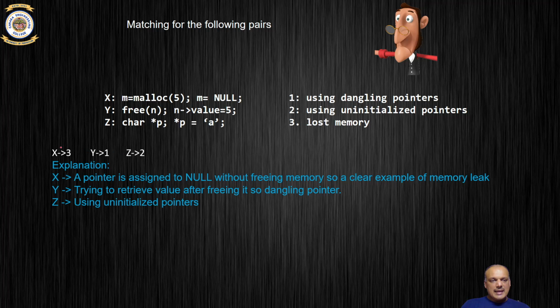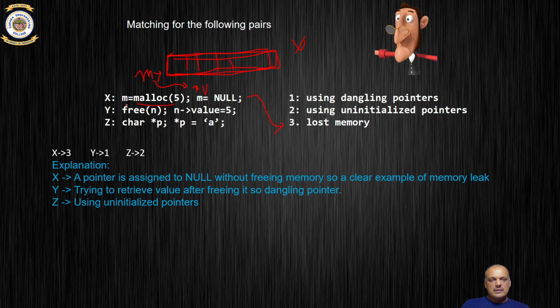So the right answer is x represents scenario 3. Here you are basically allocating 5 memory spaces using malloc. Then m points to it, and then you are forcing m to point to a null pointer. So once that happens, this memory is lost. This is called a memory leak. This memory can never be recovered. It's lost, and it doesn't get deallocated either, because you are not using free.